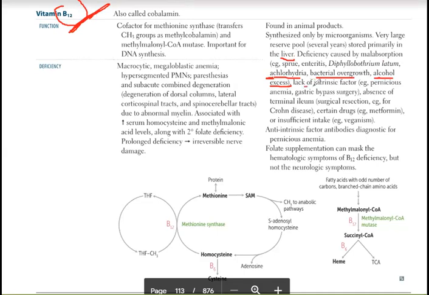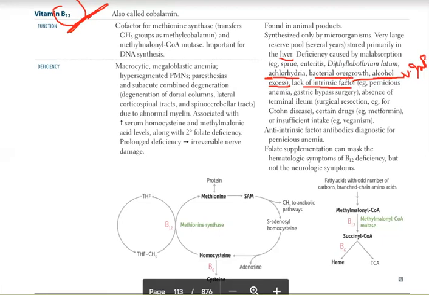Okay, and then lack of intrinsic factor, very important for MCQ, very important. Write it down. Lack of intrinsic factor. Intrinsic factor is the one which is helping your B12 to absorb in your ileum. So your intrinsic factor is helping B12 to absorb in the ileum. So pernicious anemia is the anemia in which you lack intrinsic factor.